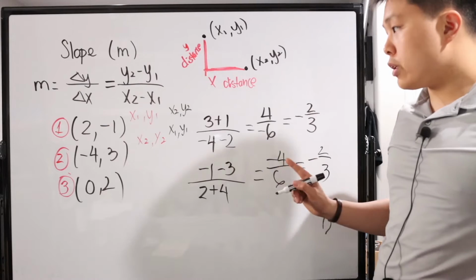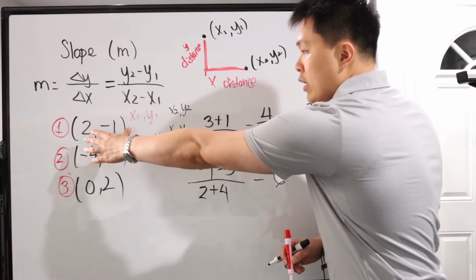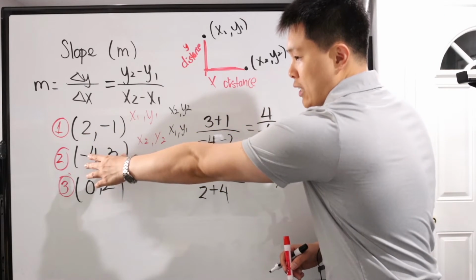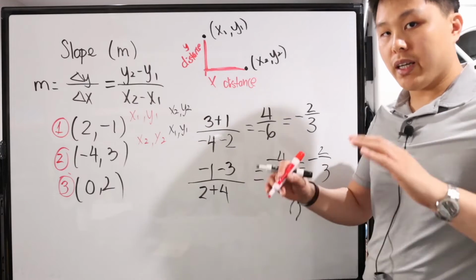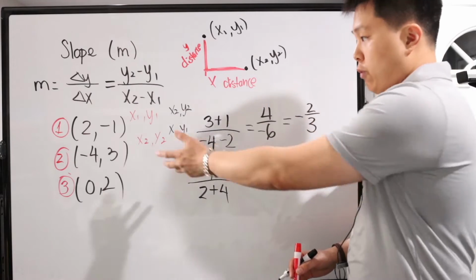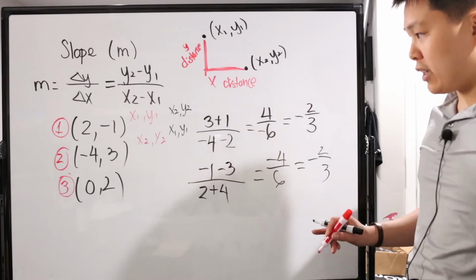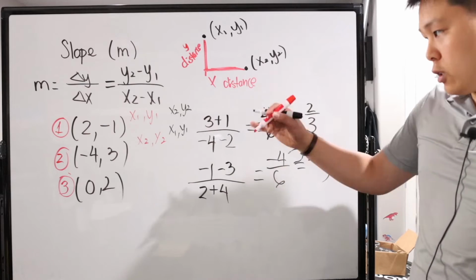So notice that the order itself doesn't matter. If you're going to pick this one as x1, y1, and this one's x2, y2, as long as you use the formula and plug it in the same way, you're still going to get the same answer. If you flip it over, plug it in the same way, you're still going to get the answer. So that's how you would find the slope. Let's practice a little more.